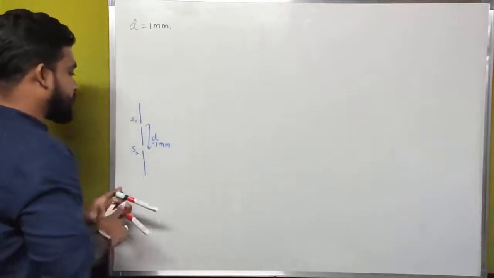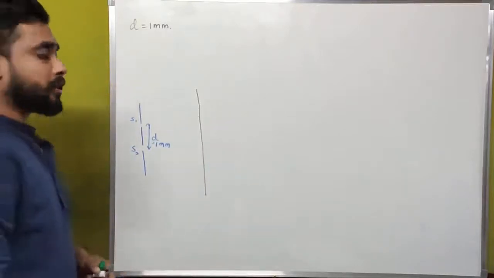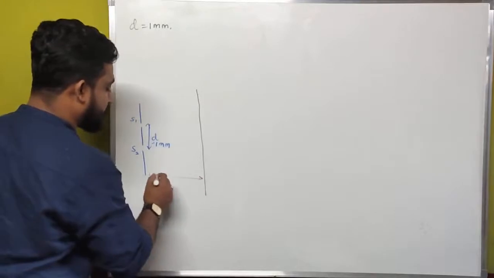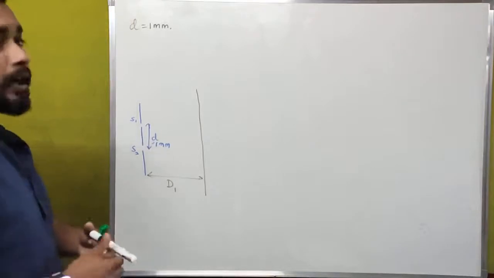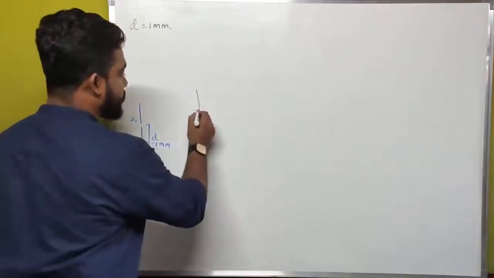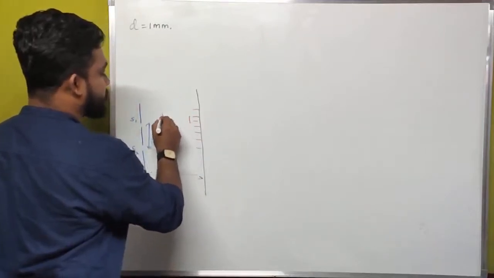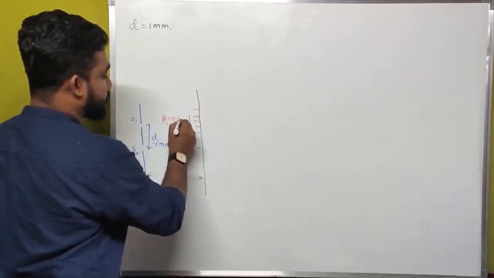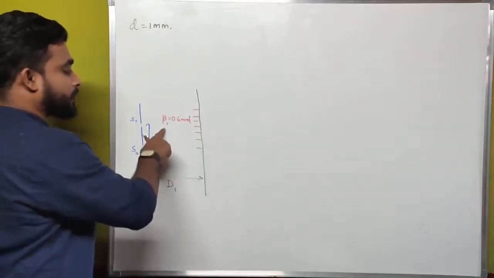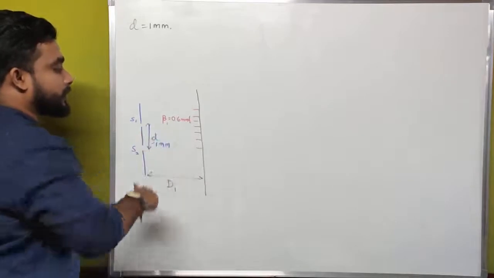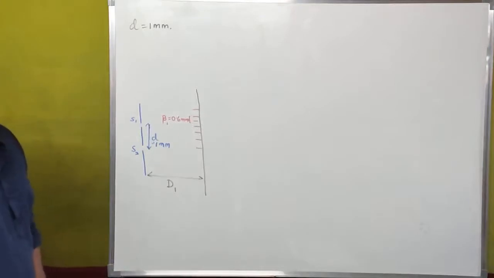And at some distance we have our screen. Let us assume that distance as D1. Here we have the screen and the slits. Initially, the fringes we are getting have a fringe width of 0.6 millimeter. At distance D1, the fringe width we are obtaining is 0.6 millimeter, and the distance between the slits is equal to 1 millimeter.